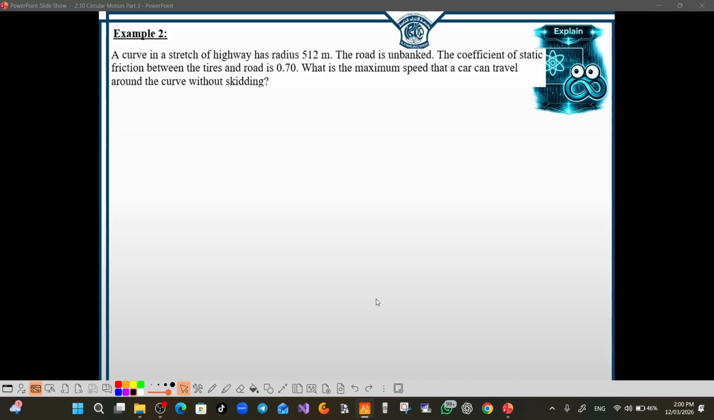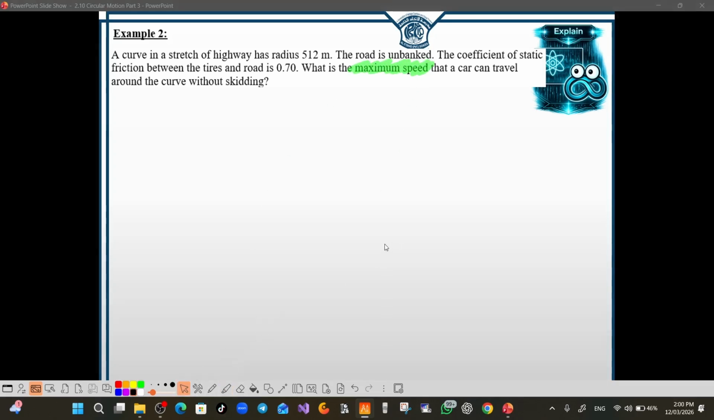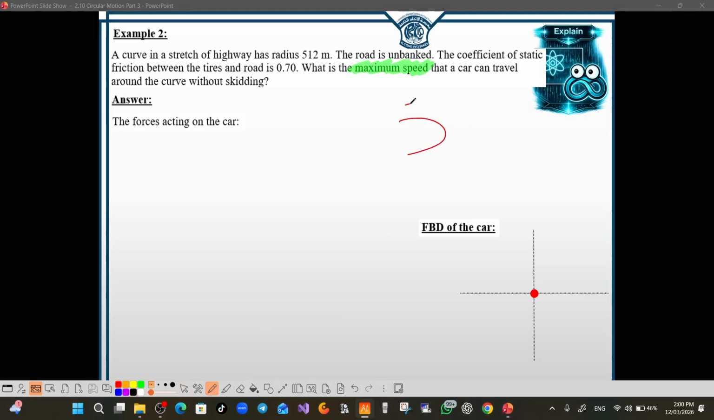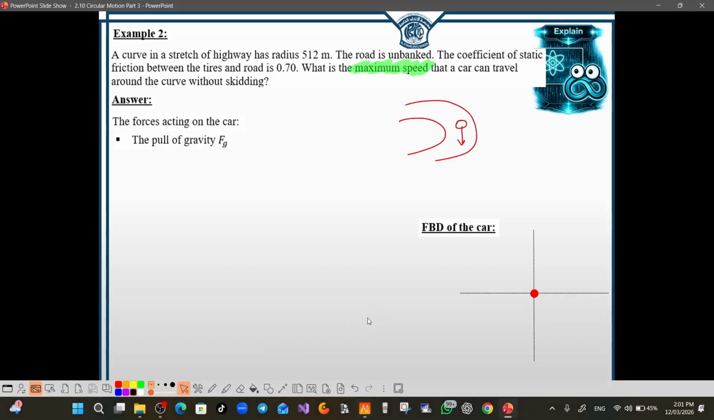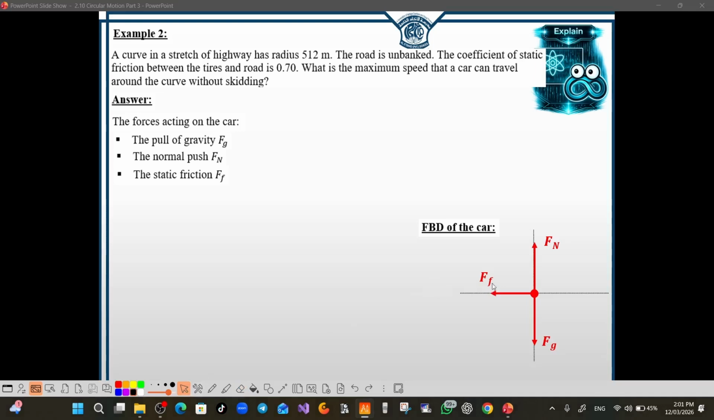The curve in a stretch of a highway has a radius of 512 meters. The road is unbanked. The coefficient of static friction between the tires and the road is 0.7. What is the maximum speed that the car can travel around the curve without skidding? Now, the forces acting on the car during this motion are the force of gravity, the normal push because of the load, and finally the static friction, which is toward the center. We know that the friction here plays the role of the centripetal force.